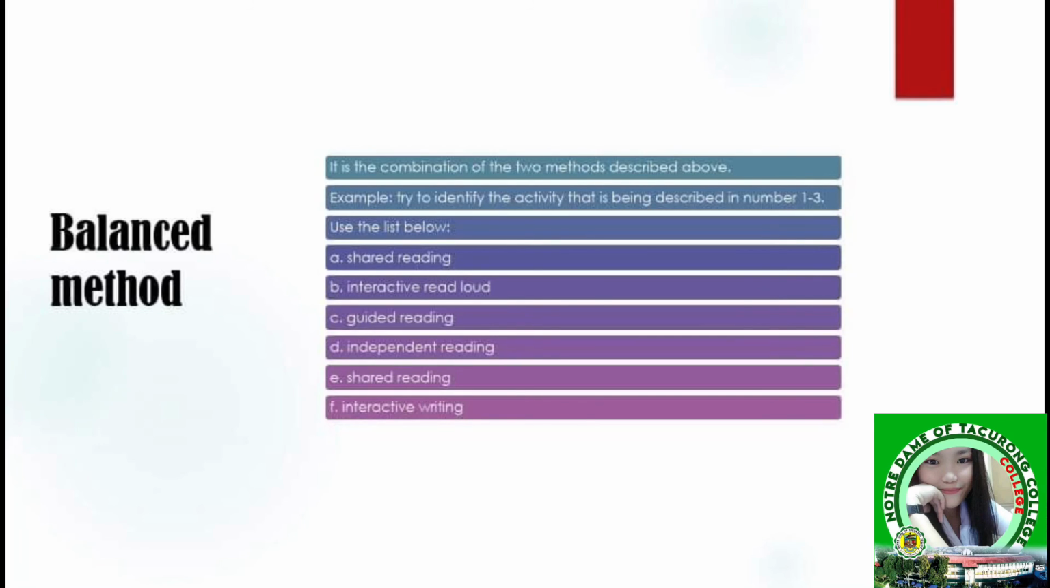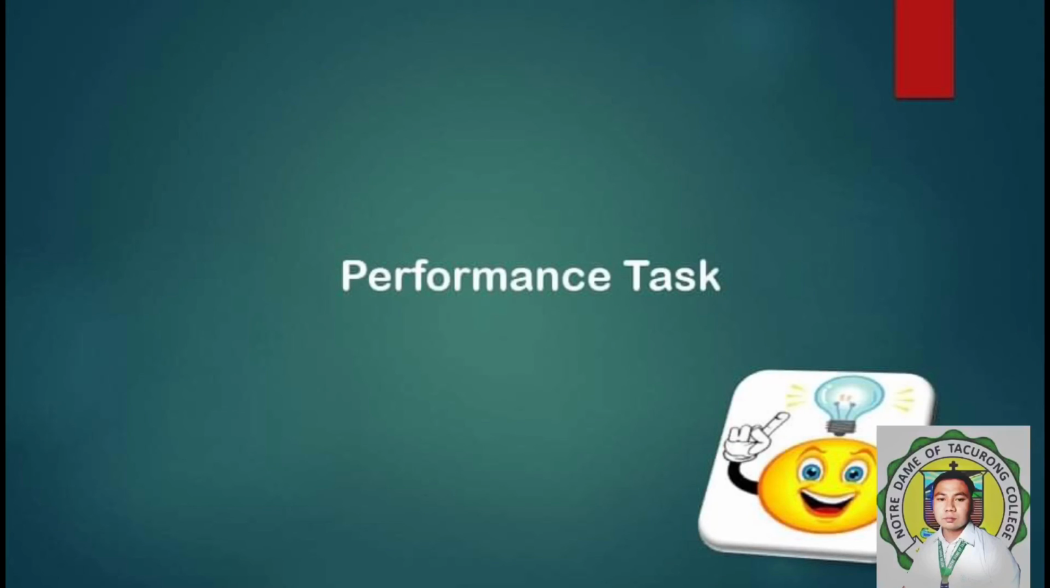Example: try to identify the activity that is being described in numbers 1 to 3. Use the list below. A. Shared reading. B. Interactive read aloud. C. Guided reading. D. Independent reading. E. Shared reading. And F. Interactive writing. Now, let's proceed to the performance task.